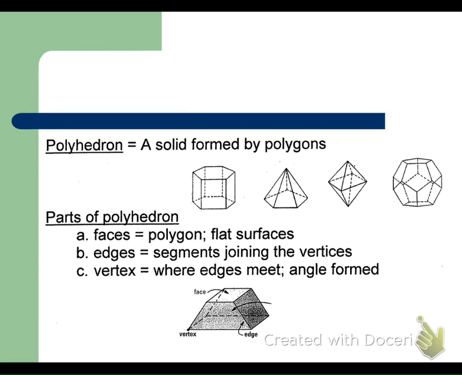So we have polyhedron. It is a solid formed by polygons. Remember, a polygon is a shape that is formed by line segments whose vertices meet only there. They do not cross anywhere else, and it is a closed figure. And then we have parts of a polyhedron. Those are the faces, the flat surfaces. You have the edges, the joining surfaces. And then the vertex, where all the lines meet.